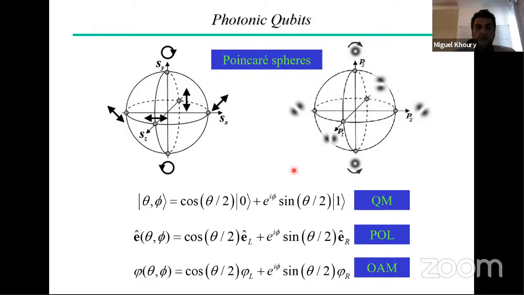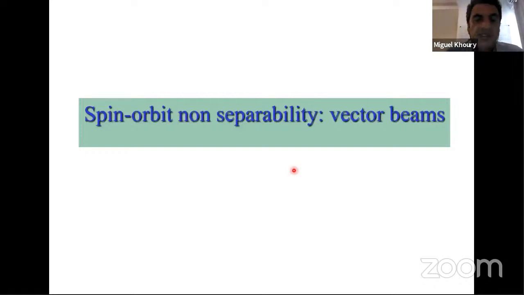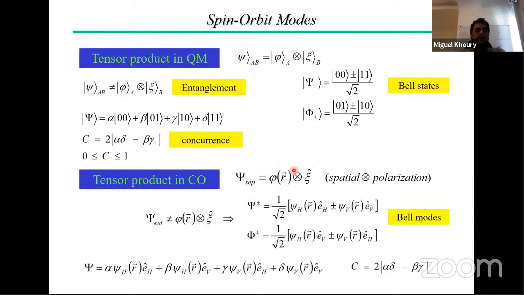Okay, so now we turn to this question of spin orbit non-separability that gives rise to what is called a vector beam. So what we see is that, like in quantum mechanics, when we have a bipartite system A and B, we build the vector space of states of the combined system. We can build, for example, a basis by simply making the tensor product of the basis states of system A and the basis states of system B, and then we produce a basis for the combined system. However, in the combined space, we have more stuff.